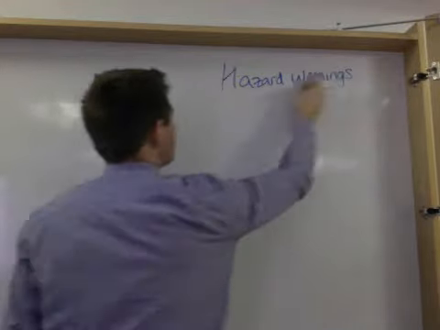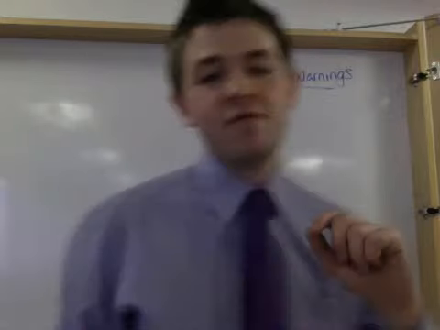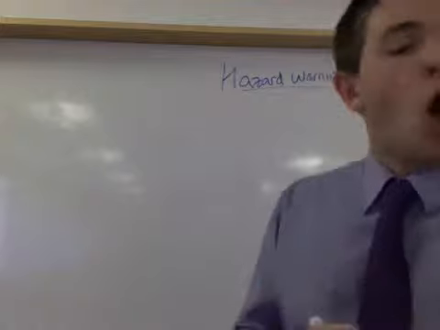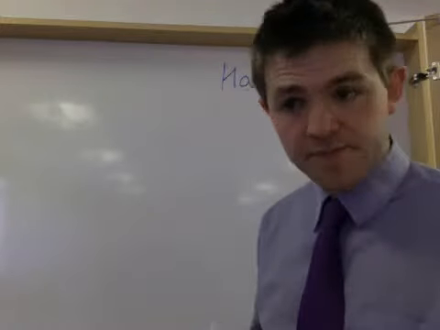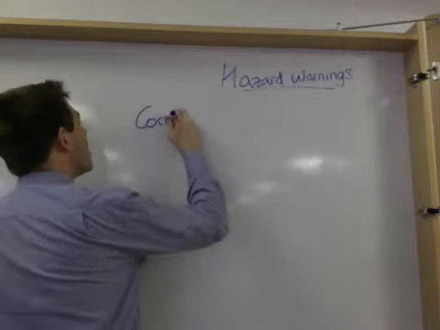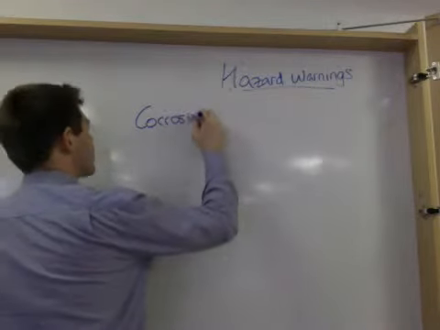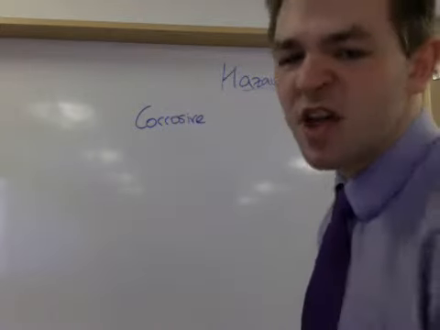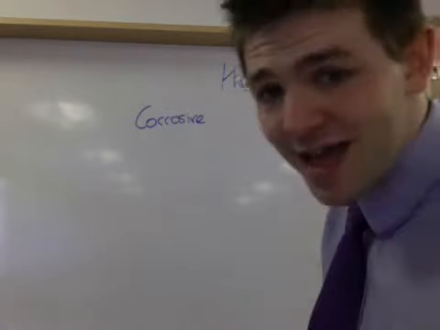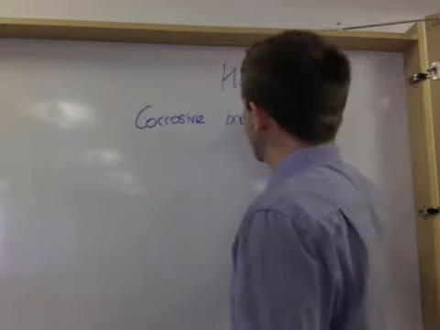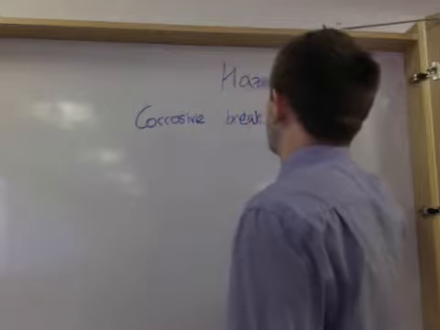It's possible you could be asked about some different symbols in the lab, so let's have a little refresher on what they are. Firstly, we can have symbols such as those that are corrosive. If a material is corrosive, that means it can corrode, and it can break down the skin.